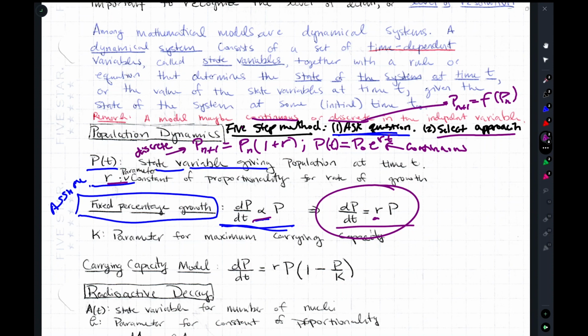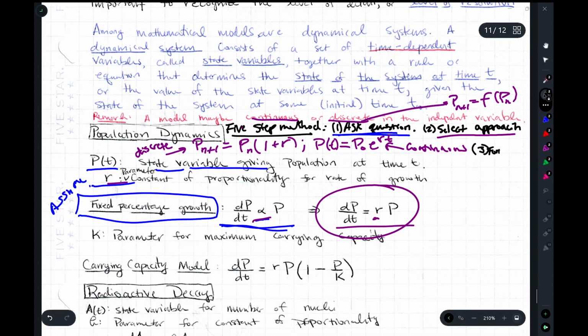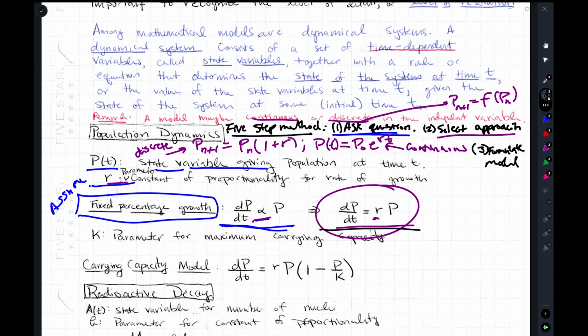Okay, so that goes into selecting the approach. Thirdly, we'd like to formulate the model. And as we formulate the model, we just basically write the differential equation there. Fourth, we solve the model. Okay, and here we would get the continuous solution. So if we choose the continuous approach, we would have that solution. And fifth, answer the question.